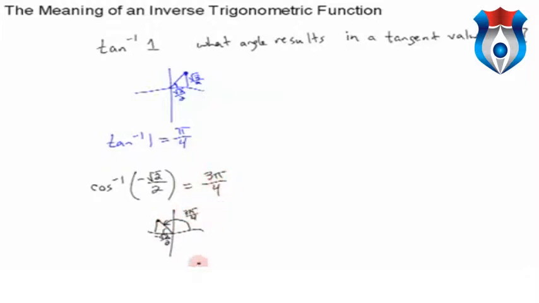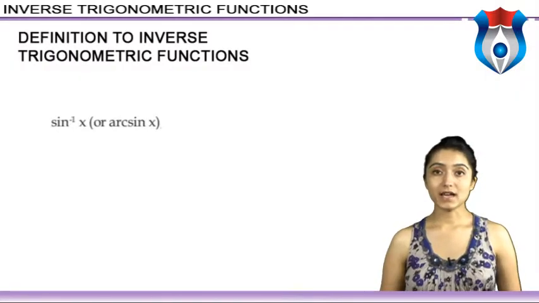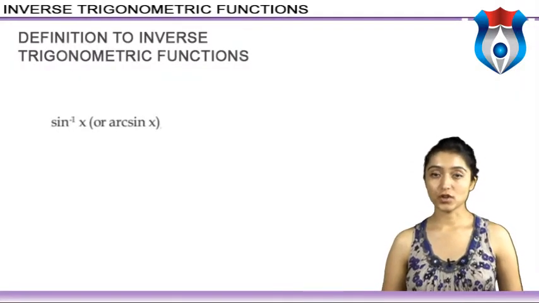Okay, so just to give you some quick ideas of what inverse trig functions mean, there's a lot more to them. You have to be very careful. For example, in this problem, cosine is negative square root of 2 over 2 down here as well, right? Because the x-coordinate's negative.